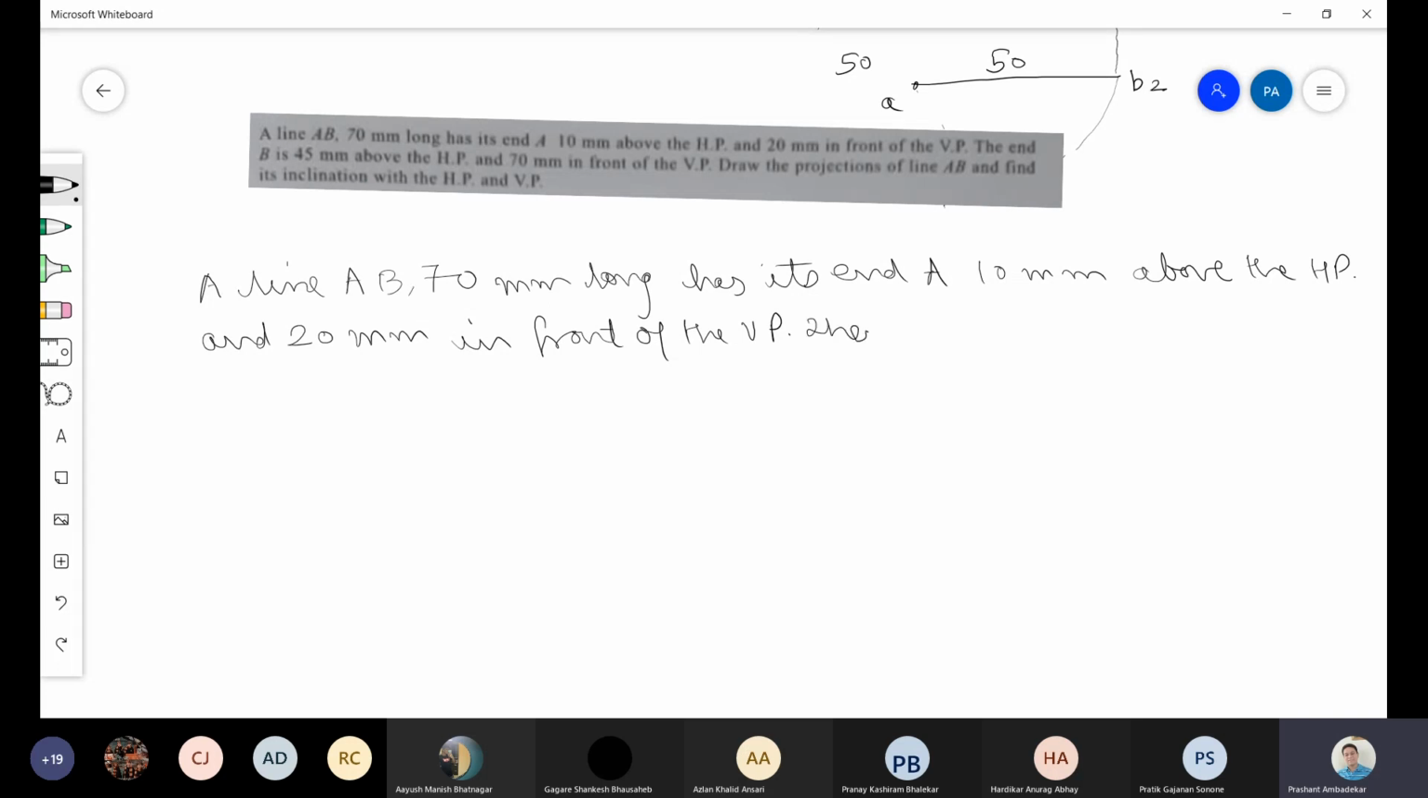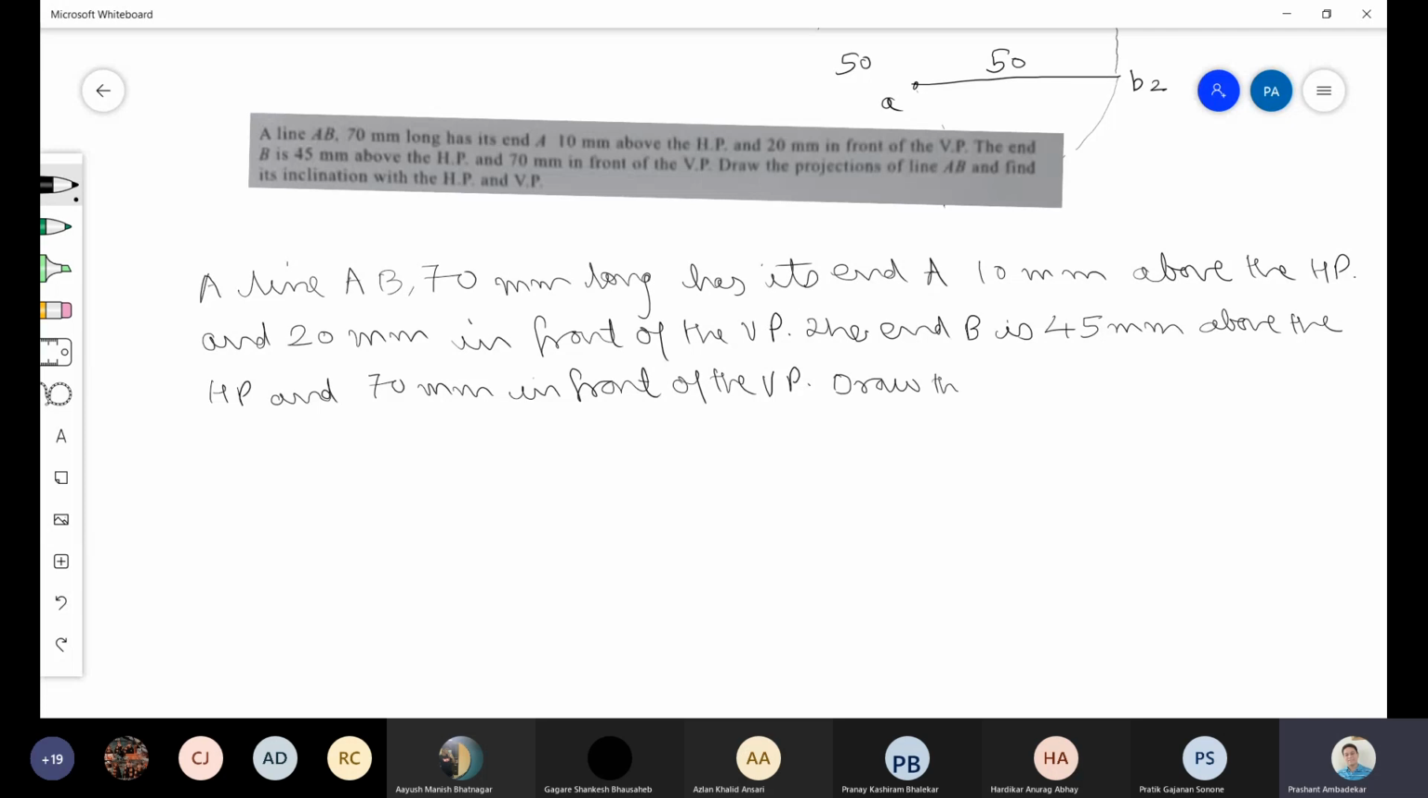The end B is 45 mm above the HP and 70 mm in front of the VP. Draw the projections.